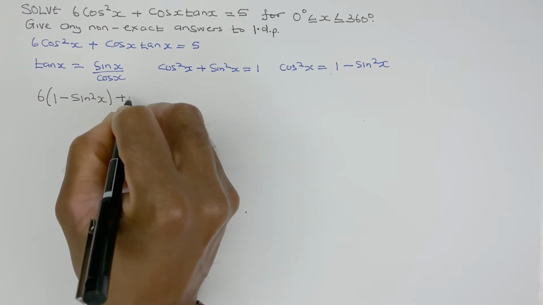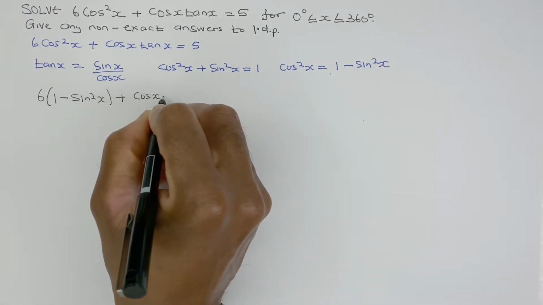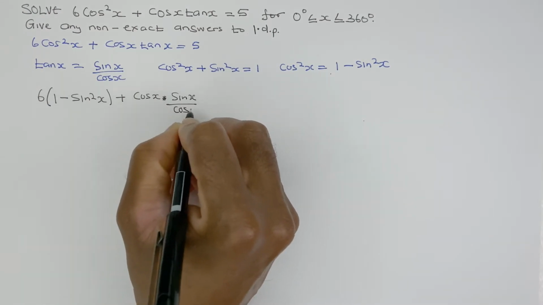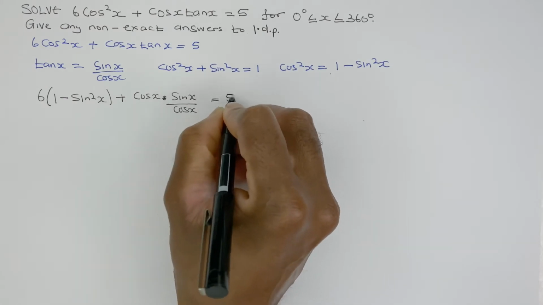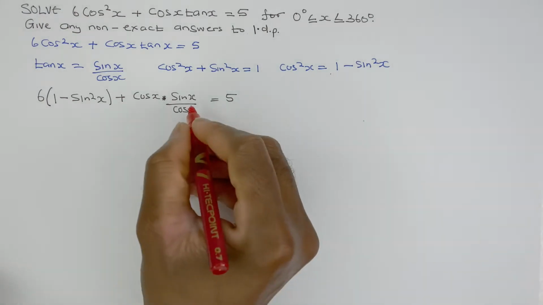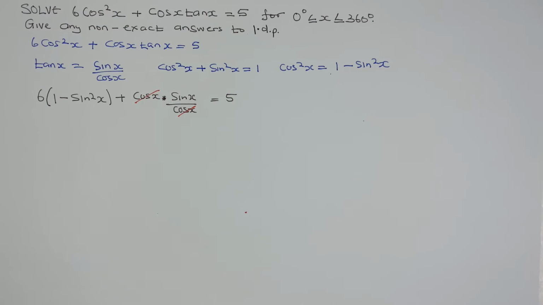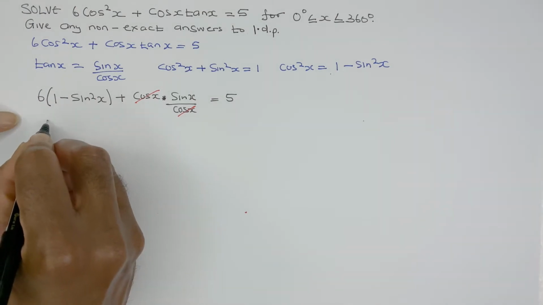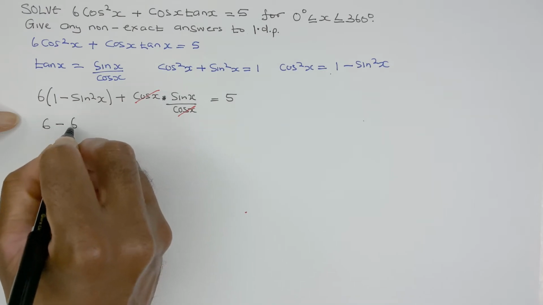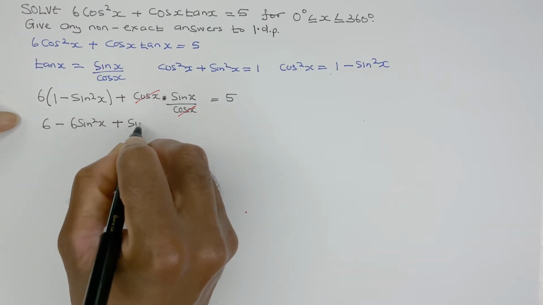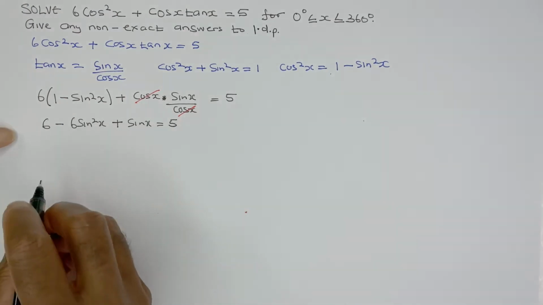And plus cos x times sine x over cos x equals 5. As you can see here, the cosine functions will cancel out. And then I'm going to expand this bracket. So I get 6 minus 6 sine squared x plus sine x equals 5.